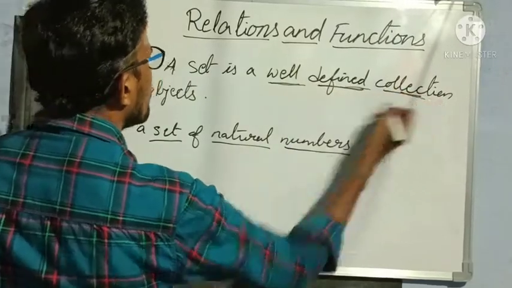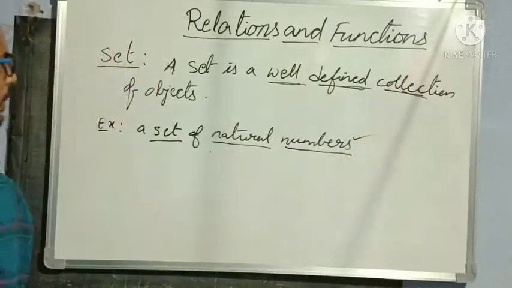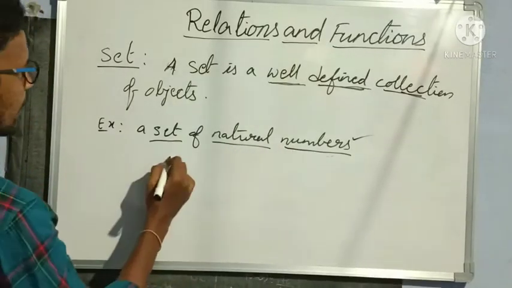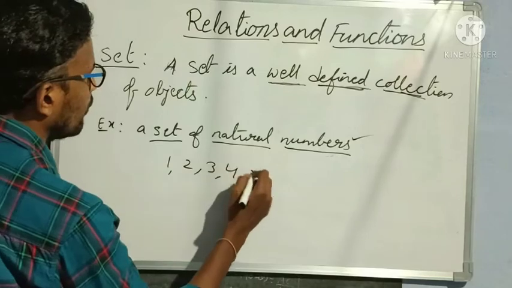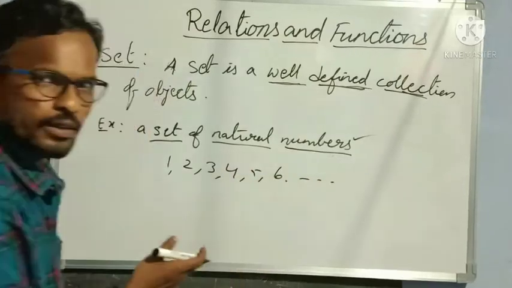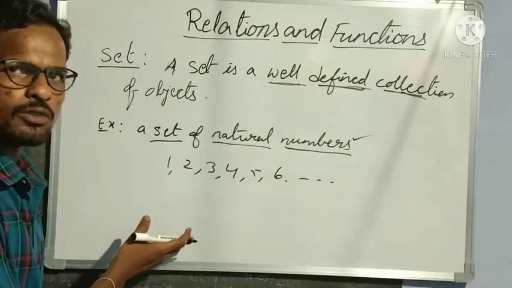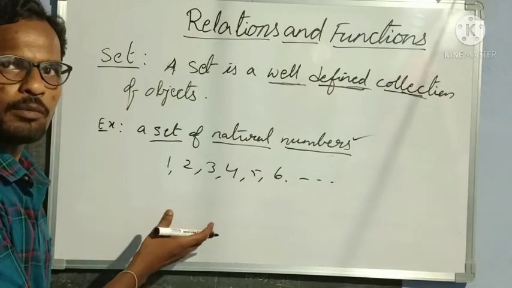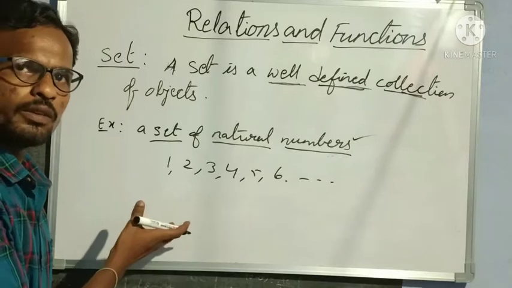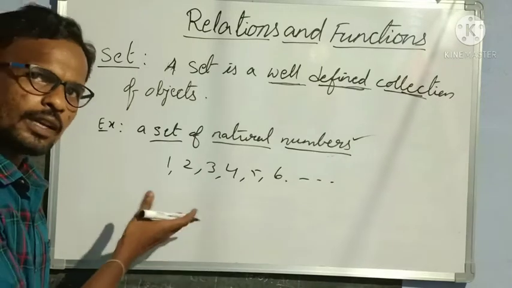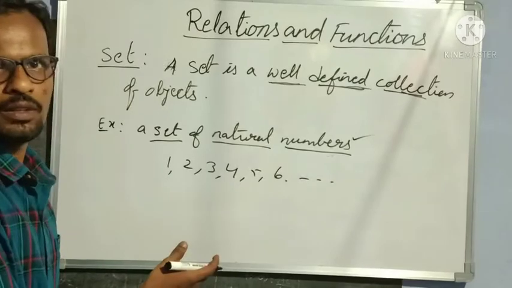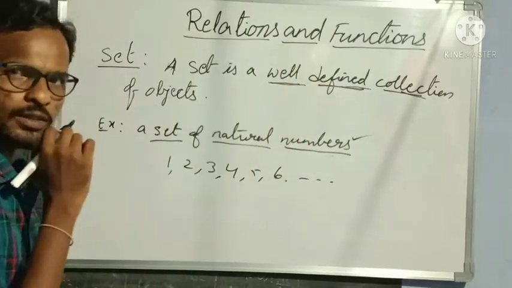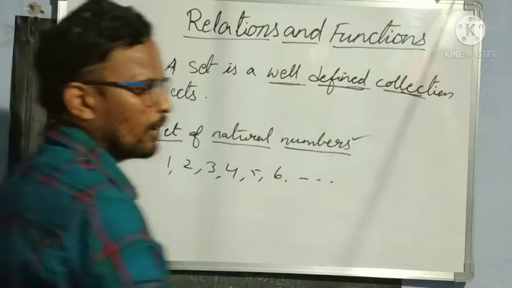So this is called a set. Understood? If you ask about the set of natural numbers, everyone will say that the set of natural numbers are 1, 2, 3, 4, 5, 6 and so on. Am I correct? Yes, these are the only natural numbers. Are there any other special type of numbers other than this? No. If you ask anyone, they will say natural numbers means 1, 2, 3, 4, 5, 6. Right? So this is called a well-defined collection of objects. This is about the definition of a set.